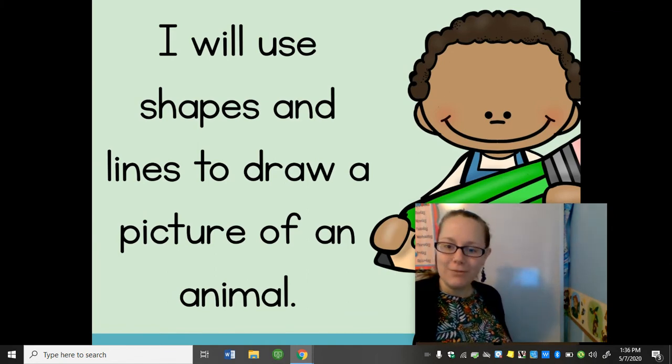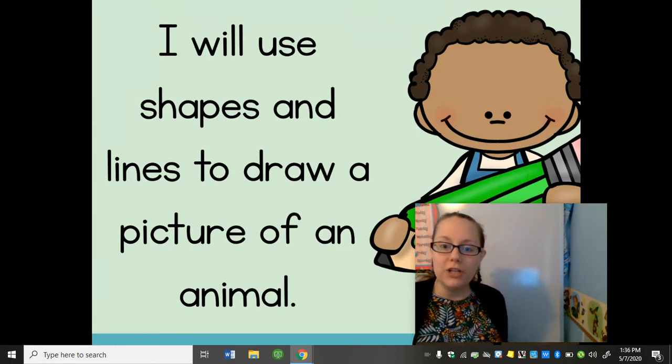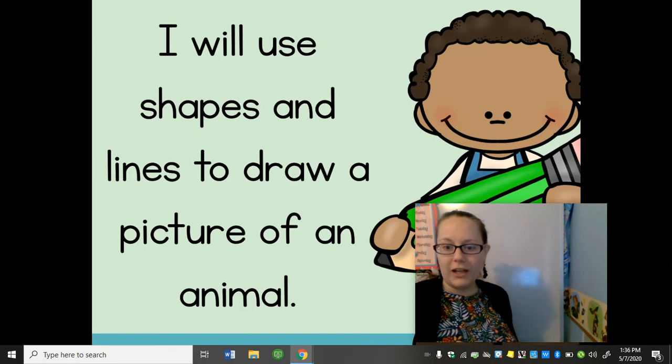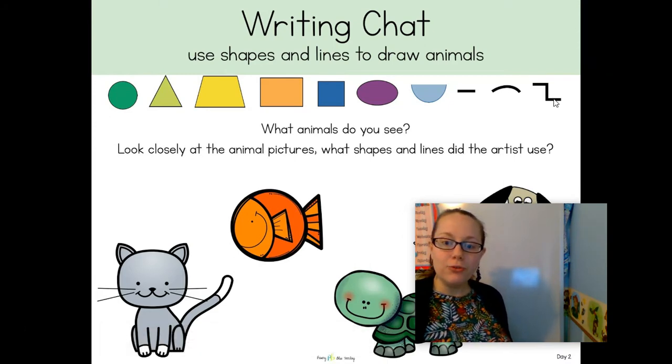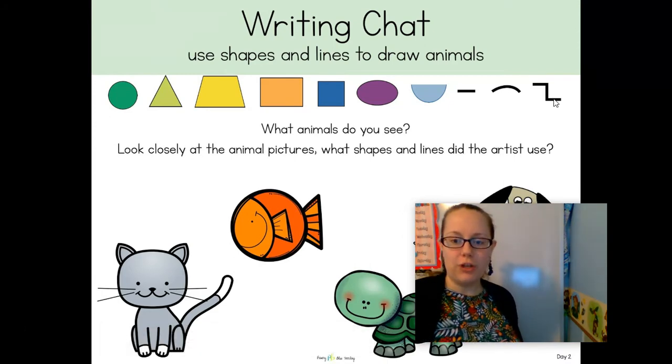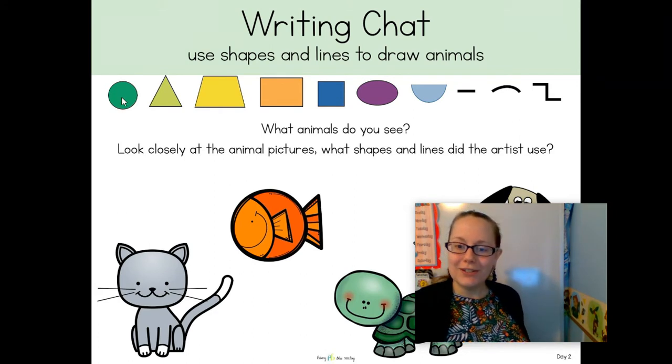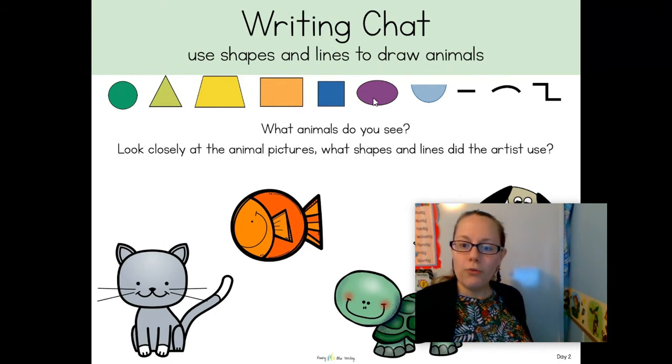Today we are going to use shapes and lines to draw pictures of an animal. Now, I want you guys to remember from the first video a few shapes that we were using and a few lines. Let's take a look. Up at the top, you're going to see some shapes that we can use. Look as I point and say what shapes they are. The first one is a circle. Then we have a triangle, a trapezoid, rectangle, square, oval, half circle, straight line, curved line, and a zigzag.